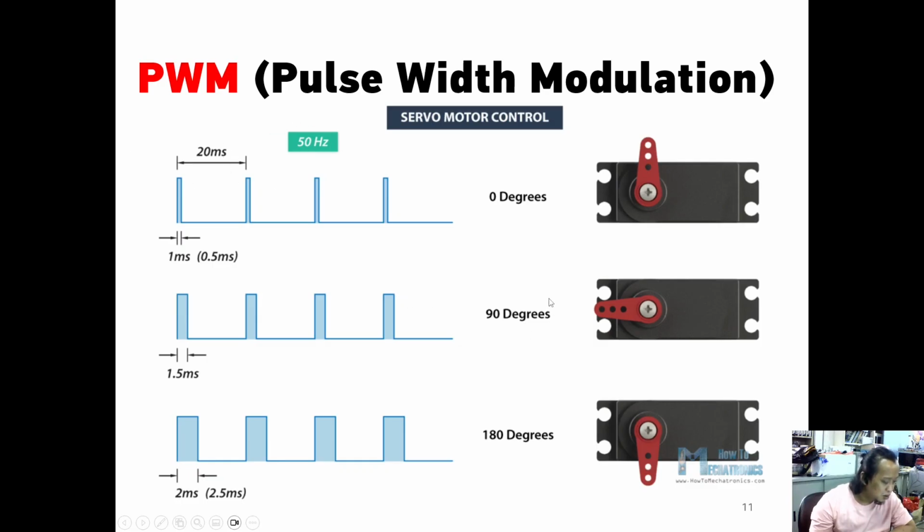And if we want to move the servo motor to 90 degrees, the on time should be set to 1.5 millisecond with the same period of 20 millisecond. If we want to move the servo to 180 degrees, we should set the on time to 2 millisecond or 2.5 millisecond. According to the datasheet, we should refer to the datasheet. So this is a little bit of theory about the servo motor.